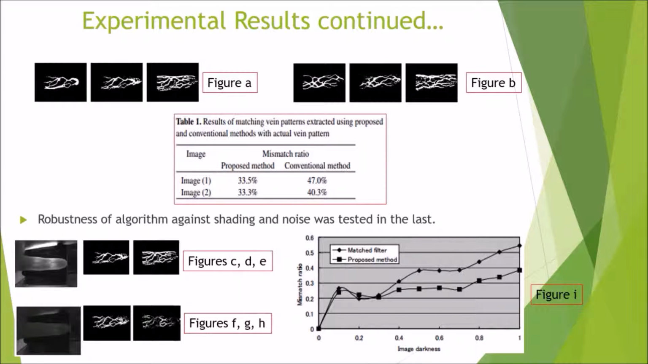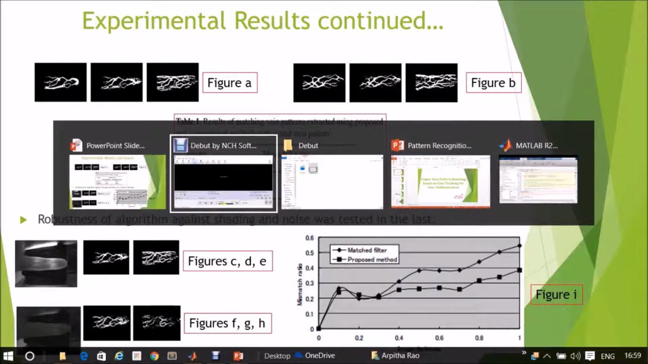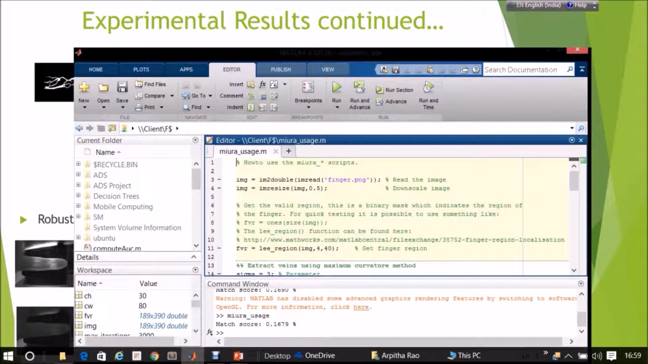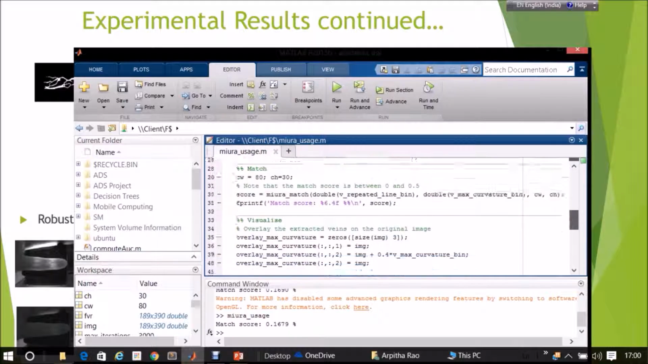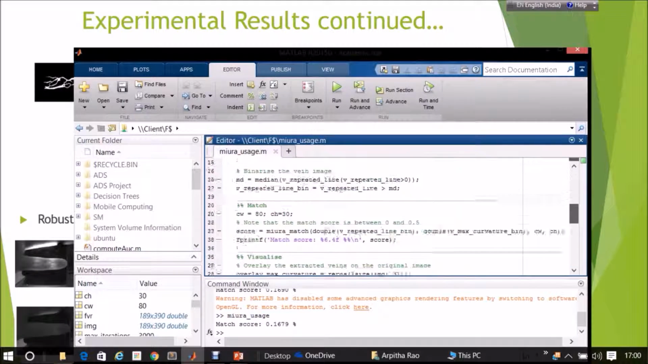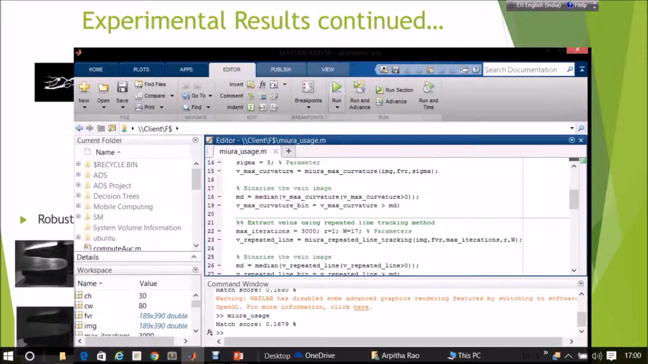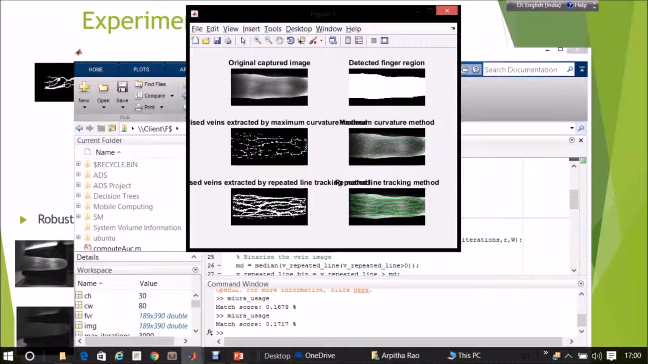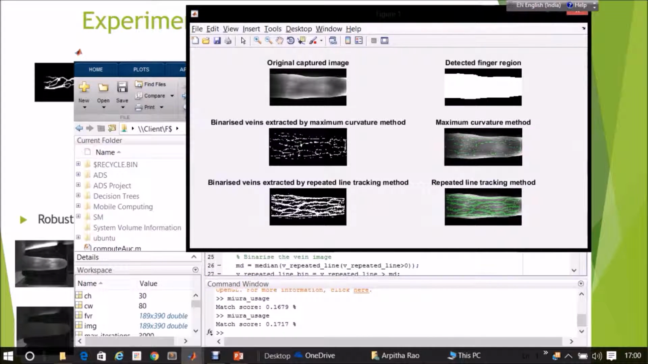Now we shall see the demo of the same experiment. As can be seen, here is the program for demonstrating this experiment. Taking the input image as finger.png, if we run the program, we get the output as can be seen here. So the repeated line tracking method gives a much more robust output, and the matching score is 0.1717%.